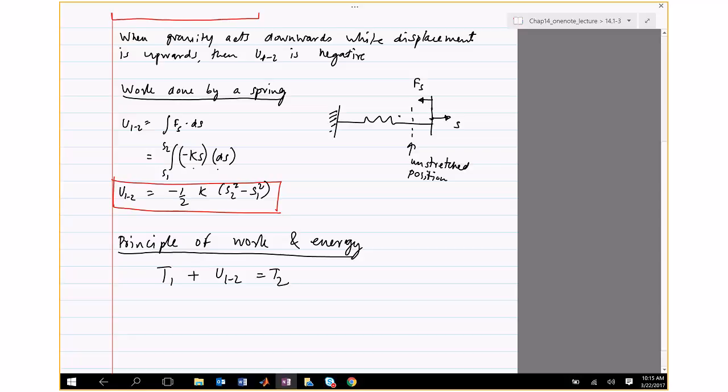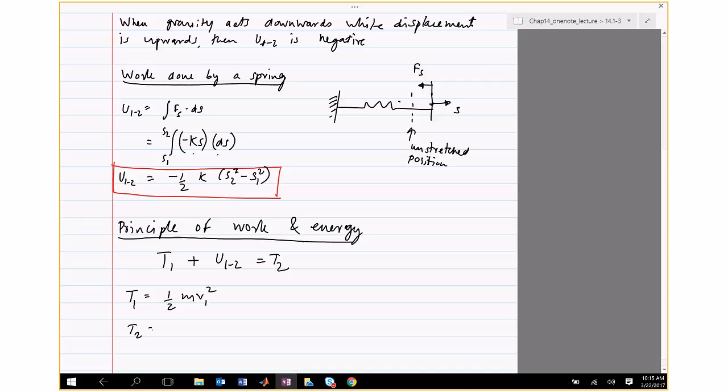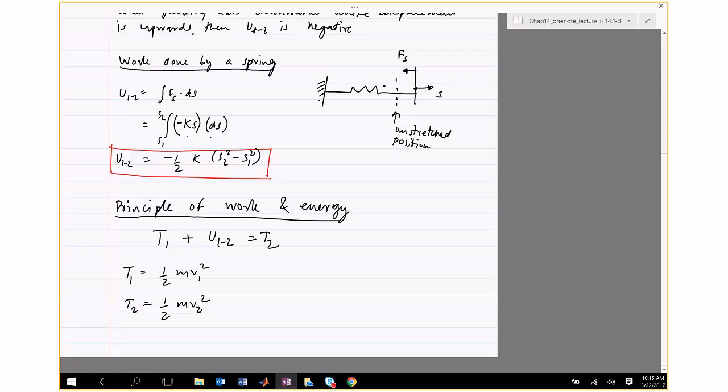What's T1 and T2? Well, T is the kinetic energy. So T1 is going to be half m v1 squared. T2 is half m v2 squared. Okay, so what it's saying is that if an object or a particle has a certain kinetic energy, and you do some work on it, the sum of the work done plus initial kinetic energy will be equal to its final kinetic energy. Okay? So in order to use this for solving problems, what you need to do is find the kinetic energy before, find the energy after the application of force, and then find the work done due to the force.